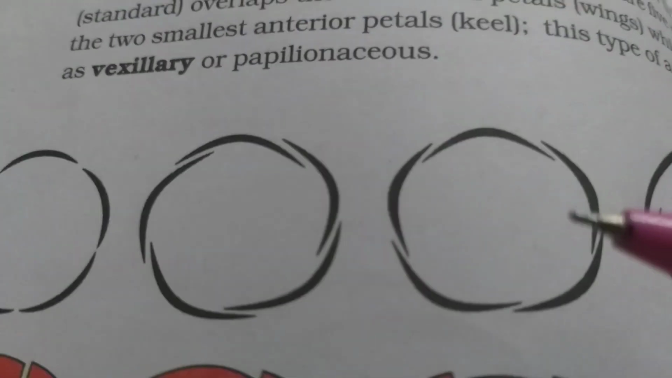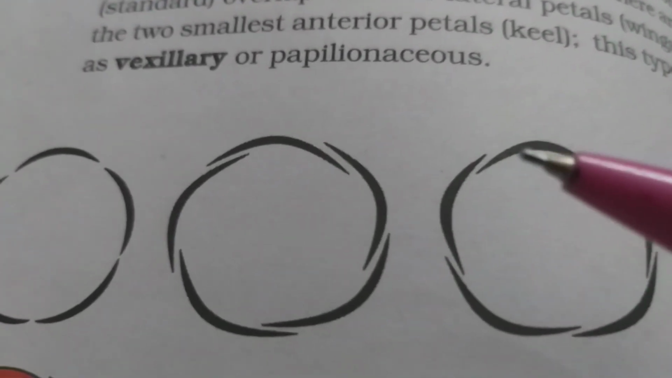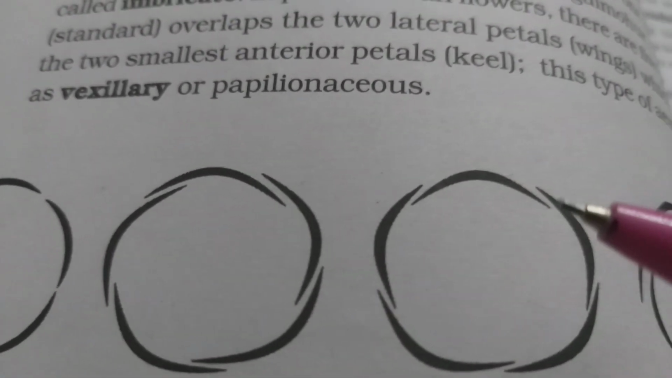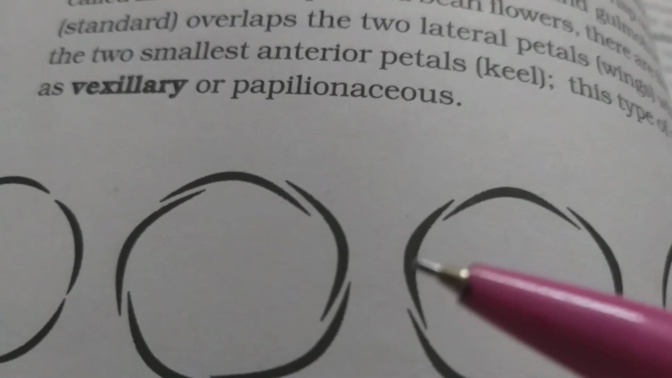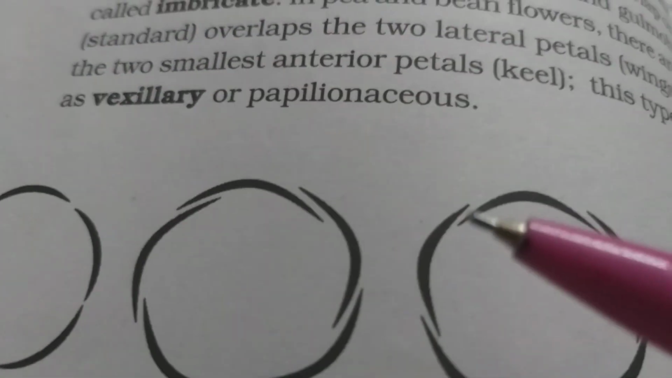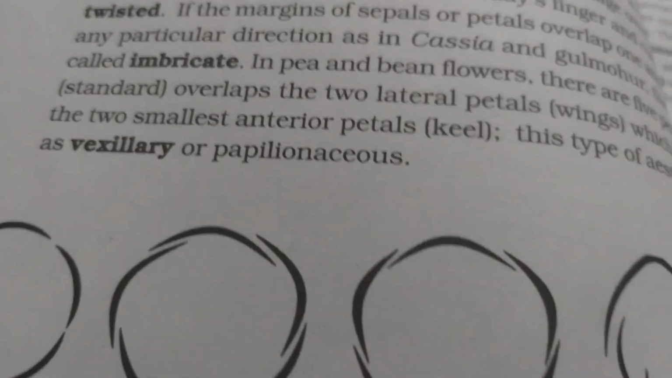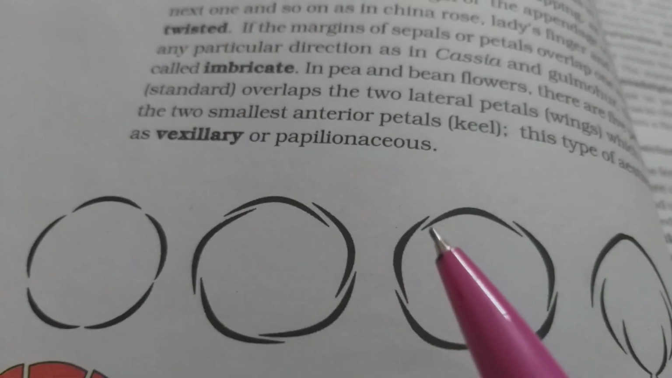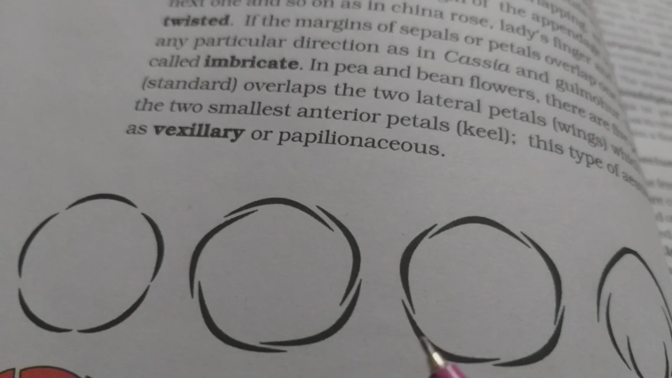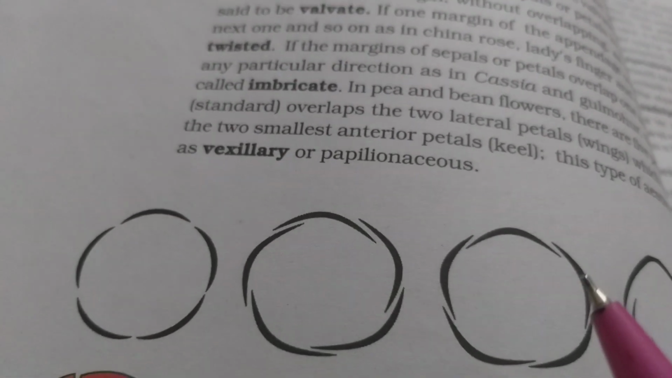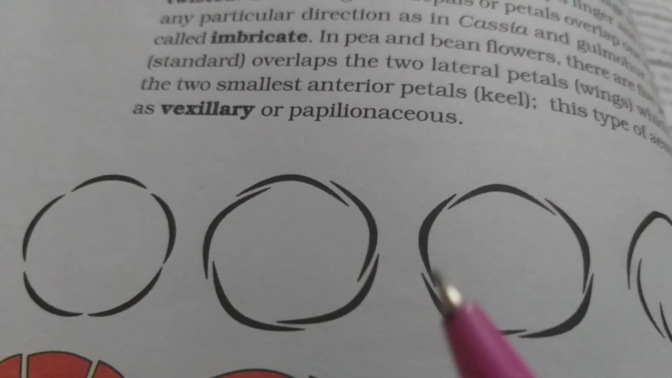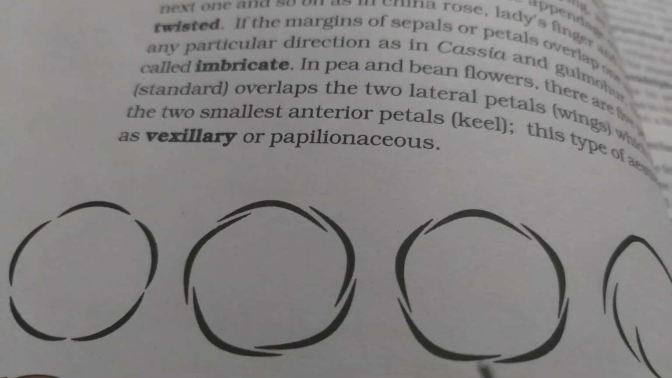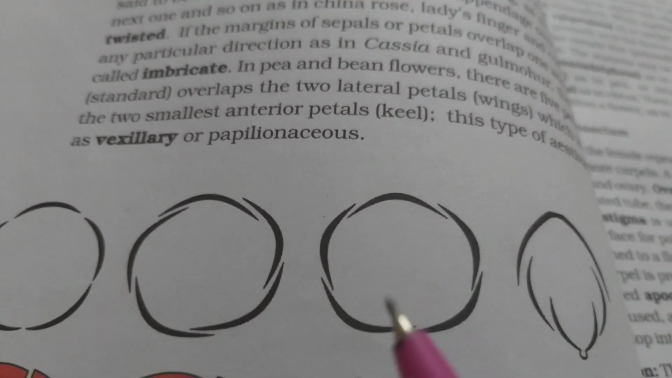Imbricate. In imbricate estivation, the edges of the petals are overlapped by the adjacent petals and the edges of the petal overlap the margin or edges of the next petal. So there is overlapping between the edges of the petals or the sepals but not in a particular direction. This is called imbricate estivation.